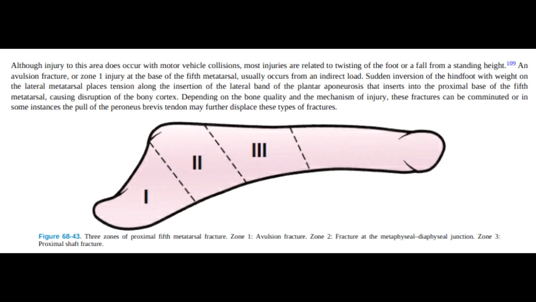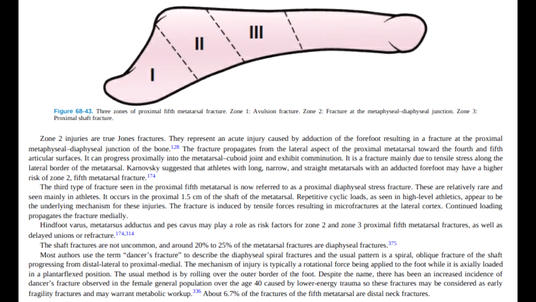Depending on the fracture quality and the mechanism, these fractures can be comminuted, or in some cases, the pull of the peroneus brevis tendon may further displace the fracture fragment. Zone 2 injuries are known as Jones fractures. They represent an acute injury caused by adduction of the forefoot, producing a fracture at the proximal metaphyseal-diaphyseal junction.